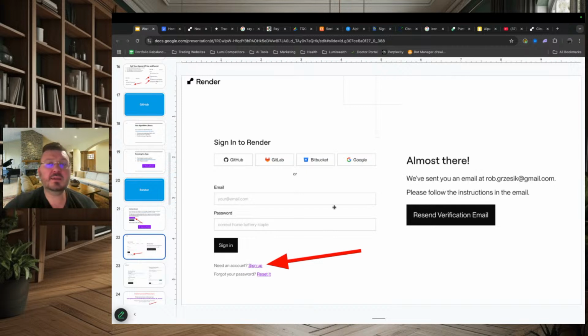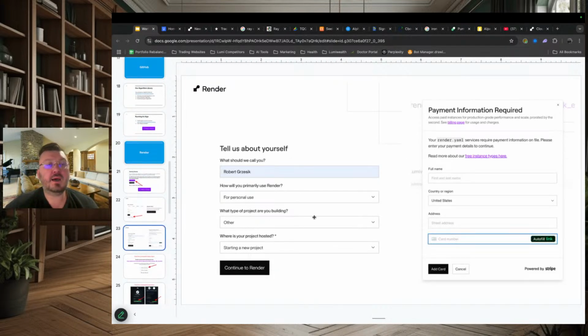Click on that. They're going to send you a verification email. So again, you're going to go to your email address and verify your email. Then it's going to ask you to fill in some information about yourself. What should we call you? Basically, what is your name? What are you going to use this for? It doesn't really matter what you fill in here. This is not important. You can fill it in with whatever. This is what I filled it in with, if you care.